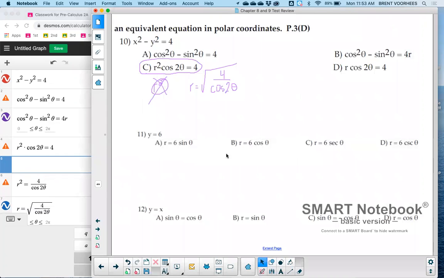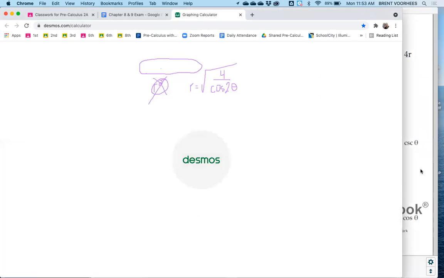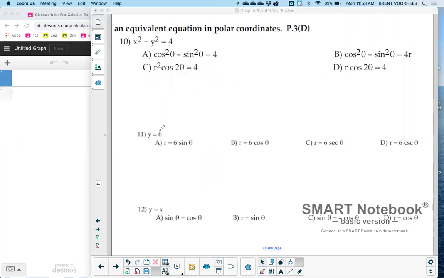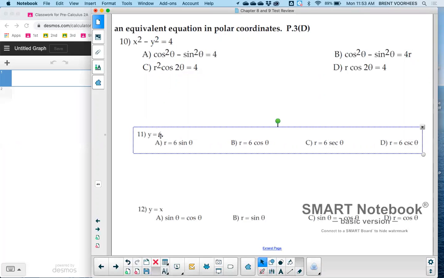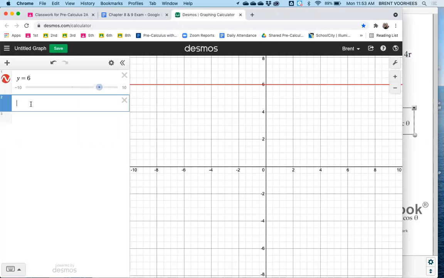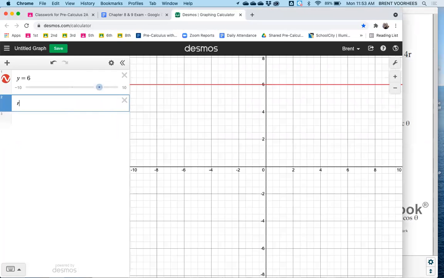I'll do one more of these, and then I'm going to show you another equation here. So let's say you had to find y equals 6. I'm just going to refresh this to clear the page. Let me take off the annotations. All right, let's try number 11 here. So we're looking at y equals 6. I want to graph y equals 6. And the equations they gave me, A is r equals 6 sine theta.